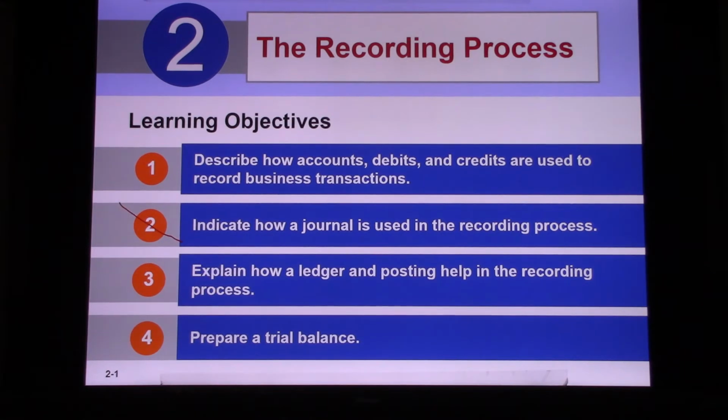Number 2, indicate how a journal is used in the recording process. And objective number 3, explain how a ledger and posting help in the recording process. And finally, objective number 4, prepare a trial balance.